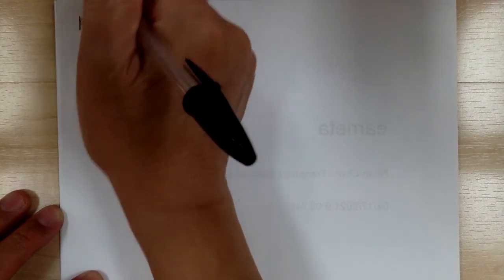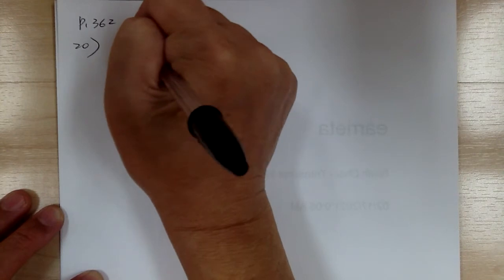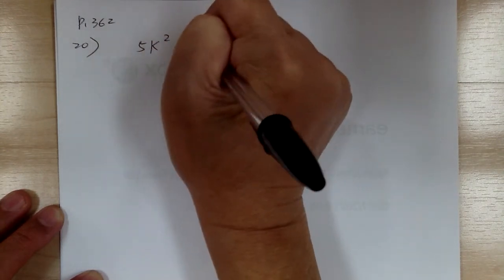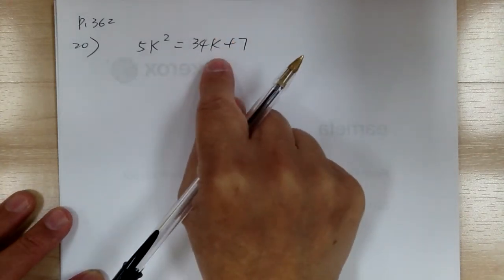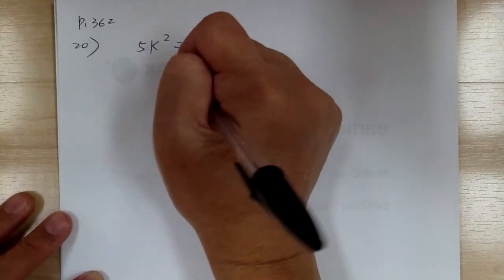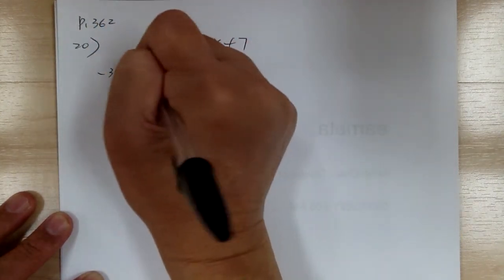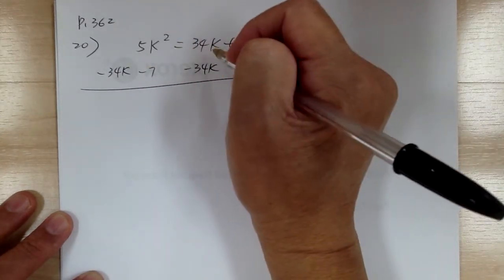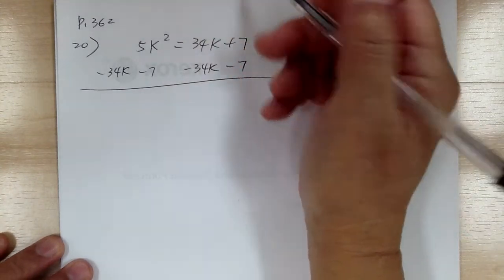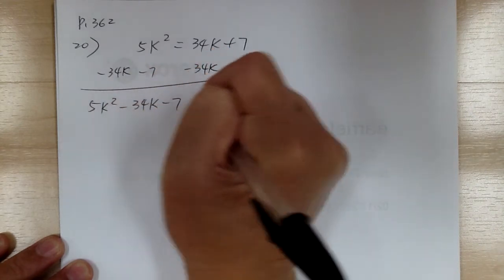Okay, let's go to the next one. You got 5k squared equal to 34k plus 7. First thing you need to do is make it equal to 0 on the right hand side. So minus 34k, minus 34k, minus 7, minus 7. Again, you want to write it down so that way you can visualize and you will cut down a lot of mental errors. Okay, so you got 5k squared minus 34k minus 7 equal to 0.